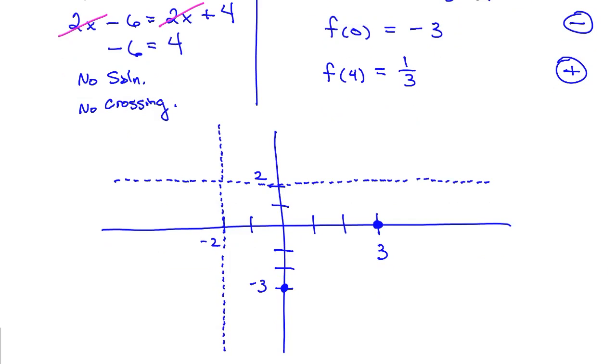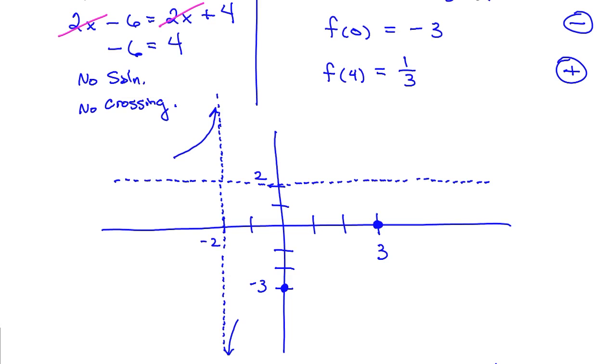As x goes toward -2 from the left, it approaches positive infinity. And as x approaches -2 from the right, it approaches negative infinity. So that is handling the vertical asymptote aspect of this graph.